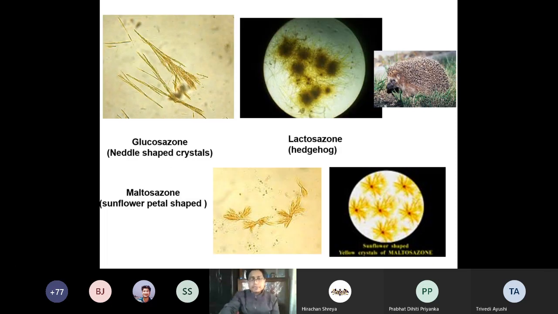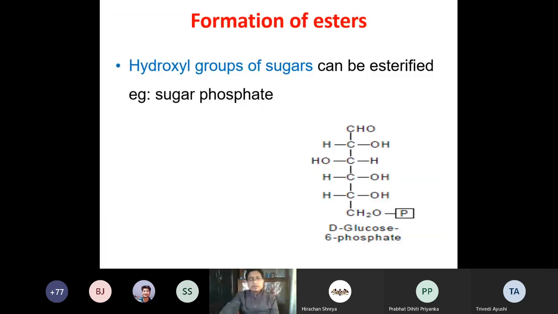Okay, this is about the oxazone formation. Now the formation of esters, we all know. The hydroxyl group of sugars can be esterified to form sugar phosphates. We all know this is the sugar, and a phosphate group can be combined.